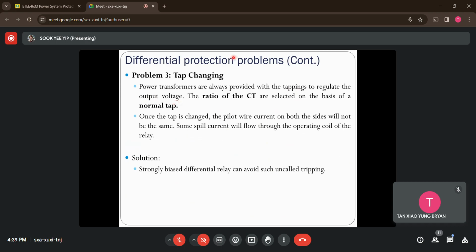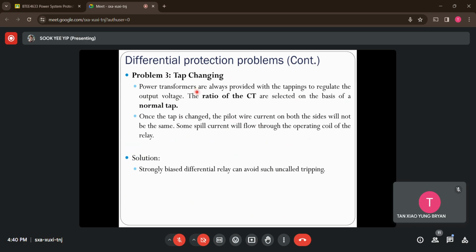So what happens if you need to change the voltage value, which means that it will change the tap position, changing the turns ratio. Under this situation, due to the change of the turns ratio, the currents carried at both sides of the transformer are not the same anymore. So this indicates that under healthy operation of the transformer, there will be spill current, which is the differential current flowing through the differential relay operating coil.